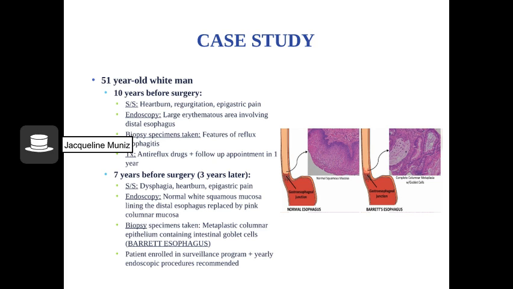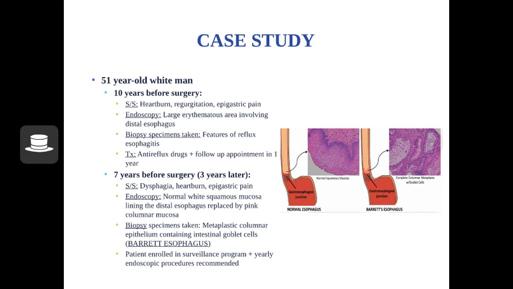In this case study, the patient is a 51-year-old white man who presented 10 years before surgery with a history of heartburn, regurgitation, and epigastric pain. Endoscopy was performed, and a large erythematous area involving the distal esophagus was noted. Biopsy specimens were taken and showed features of reflux esophagitis. The patient was treated with anti-reflux drugs and given a follow-up appointment in 1 year.